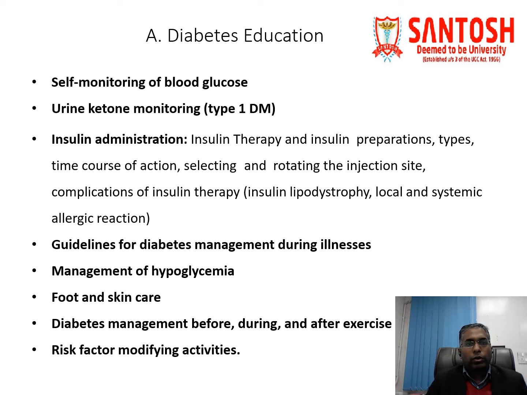and estimation of urine ketone monitoring should be there, especially in type 1 diabetes mellitus or sometimes in type 2 diabetes mellitus, because ketoacidosis is a very acute complication of diabetes, which can always occur when there is very high blood glucose.